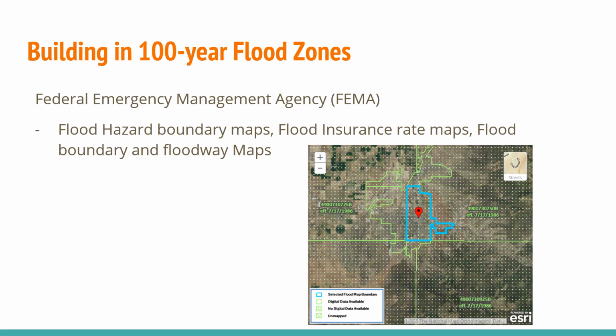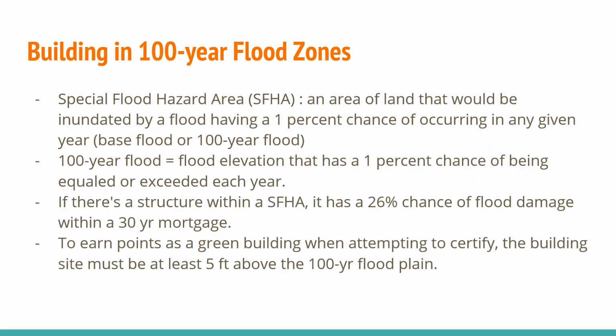FEMA has a bit more of a map for the flood hazard boundaries, and this helps to influence flood insurance and the response maps themselves. So when we're looking at this, we're looking at a special flood hazard area. This is an area of land that would be inundated by a flood, having that 1% chance of occurring in any given year based off of that 100-year period. And if there's a structure within this special flood hazard area, it has a 26% chance of flood damage within a 30-year mortgage. Talk about a return on investment.